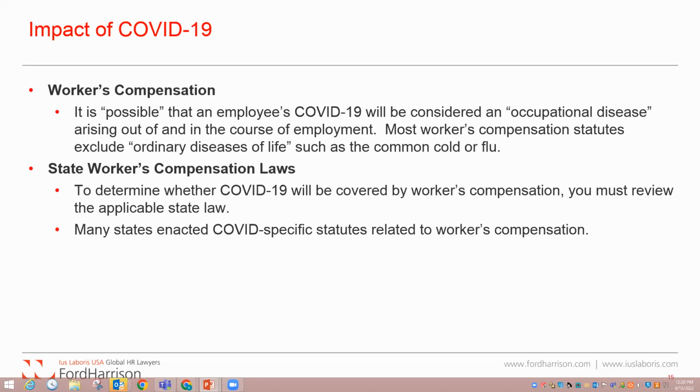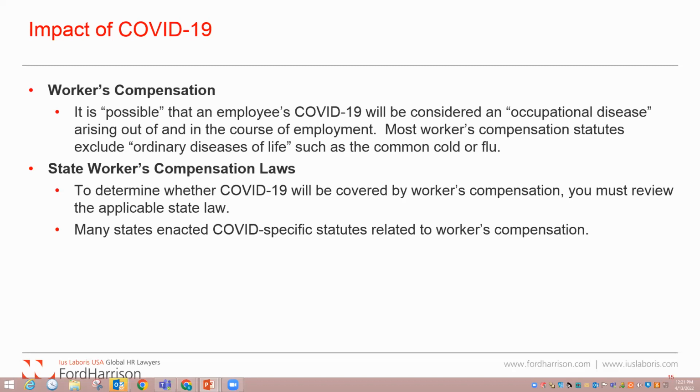It's also possible that COVID-19 can be considered covered under workers' compensation. It's very important that you look at your state workers' compensation law, because a whole slew of states made amendments recently to the workers' compensation statutes that address COVID-19. A lot of them are pretty specific to say that if the individual works in a healthcare environment, some of them say a school environment. So these are the state COVID specific statutes related to workers' compensation.